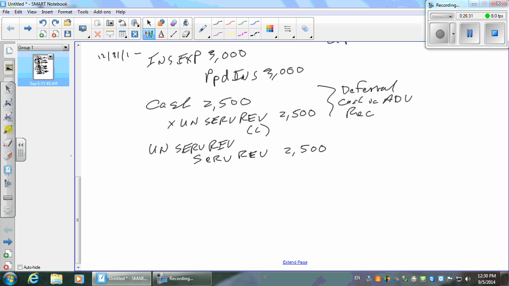Good deal, huh? Can you guys do this? No problem. You know what? If you can do these 6 things, cash revenue, cash expense, an accrual of expense, an accrual of revenue, a deferral of expense, and a deferral of revenue, those 6, you can do virtually everything.